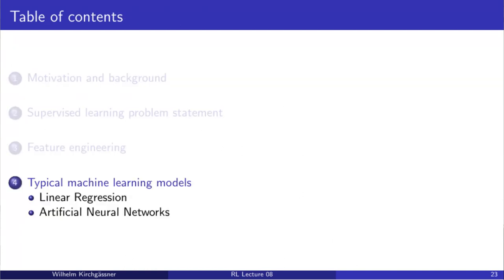Okay, and for the last part of this lecture, we go through two instances of machine learning models. A very simple one is linear regression, and the more elaborate one then, artificial neural networks.